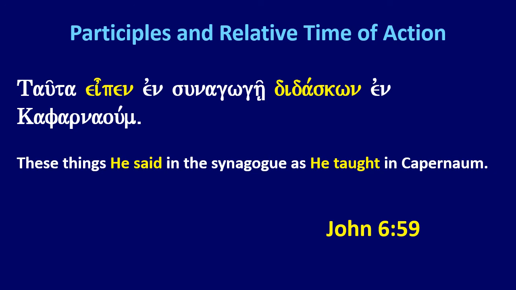I don't believe this is an instance here of the historical present. It's just an instance where you have a present tense participle whose action is simultaneous with the action of the main verb in the sentence, he said. So that's why we have this example here of didaskon being translated as past tense.